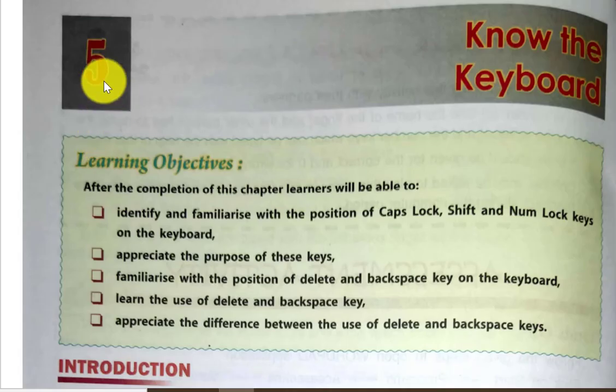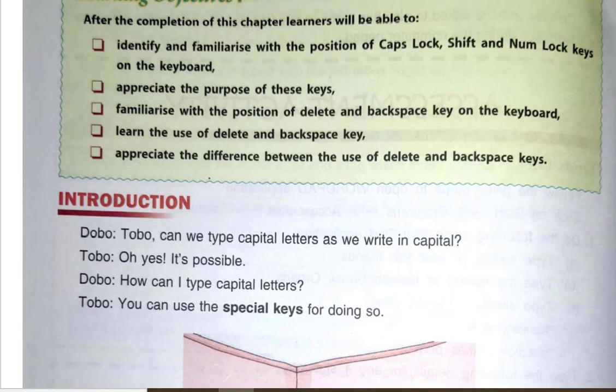This is a book, chapter number 5, Know the Keyboard. In this chapter, you will learn to identify and familiarize with the position of the caps lock key, shift key, and num lock keys on the keyboard. Appreciate the purpose of these keys. Familiarize with the position of the delete and backspace keys of the keyboard, which means what is the use of the delete and backspace keys. Learn the use of the delete and backspace keys. Appreciate the difference between the use of the delete and backspace keys.